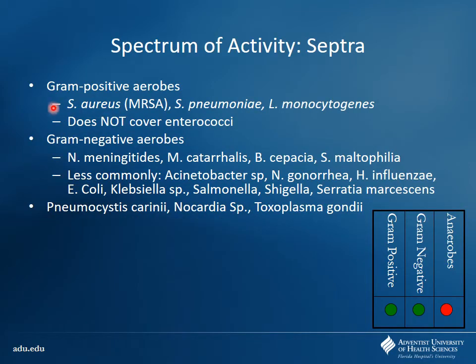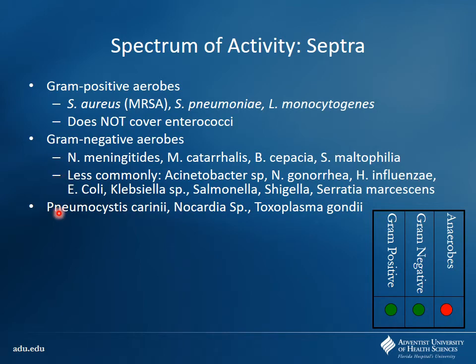As far as coverage goes, you're going to have decent coverage for MRSA, strep pneumo, and listeria, so good gram-positive coverage. It does not cover Enterococcus. It will also have some decent gram-negative aerobes, so Moraxella and Neisseria. Also, you have a few oddball bacteria that only show up in certain disease states, like Burkholderia cepacia and Stenotrophomonas maltophilia. These are two bacteria you see come up in cystic fibrosis patients, more late-stage patients. And you can occasionally use Bactrim for some other gram-negatives.